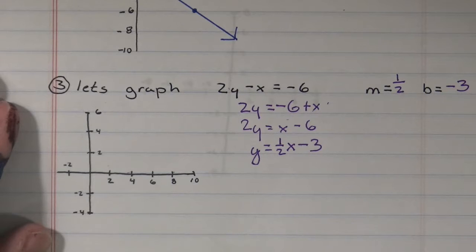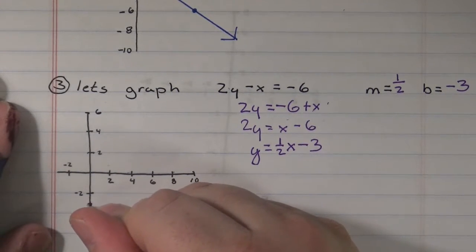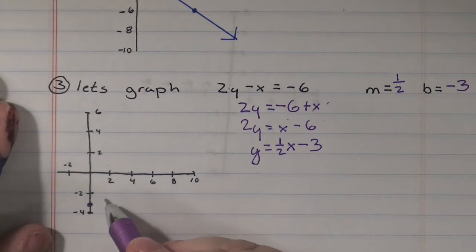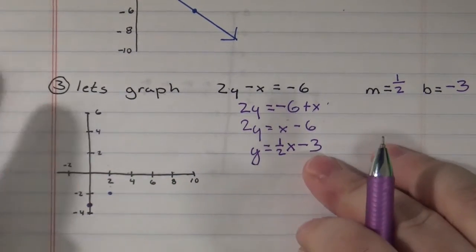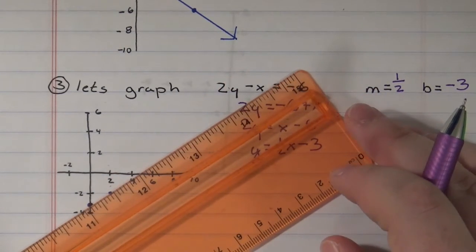All right, so let's do it. Negative 3, we put it on our y-axis, which is right there. This tells me I need to go up 1 and to the right 2. And I can continue this by going up 1 to the right 2, but I'm not. And I've got 2 points, that's all I really need.